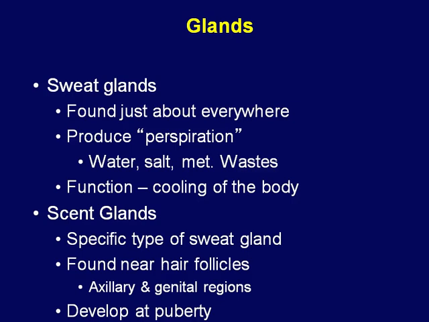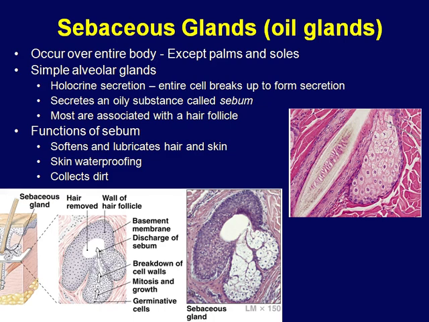Then there is the sweat gland, found just about everywhere on our skin. These glands are responsible for excretion. They produce water, salt and metabolic waste, which is excreted over the skin in the form of sweat. The function of the sweat gland is cooling of the body. Another gland is the scent gland, a specific type of sweat gland found near hair follicles in the axillary and genital regions. They develop at puberty. They produce a particular scent, which we call a pheromone.